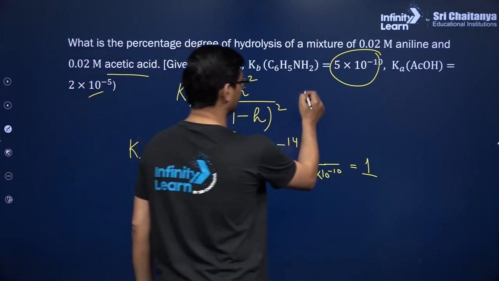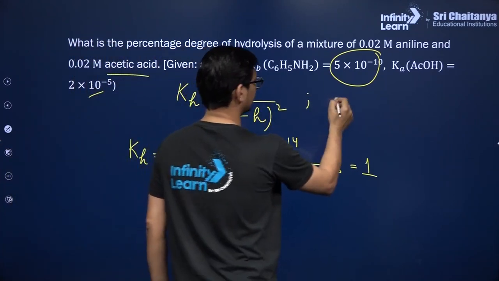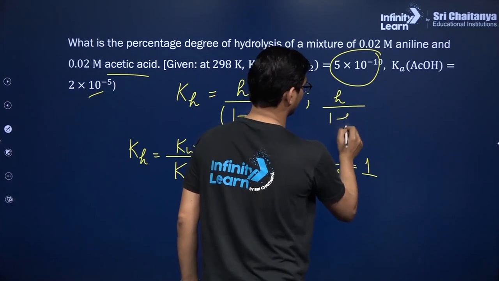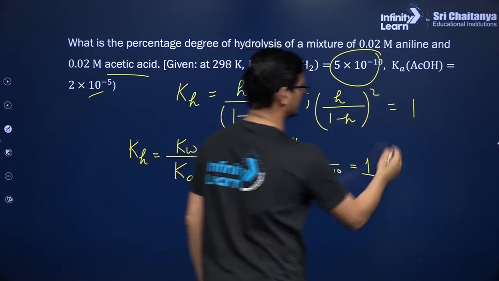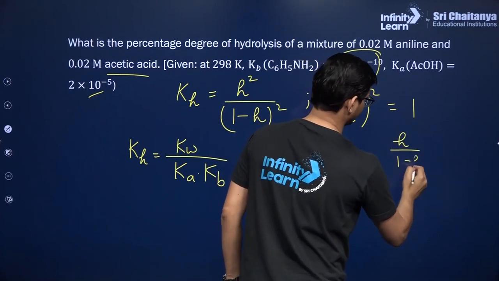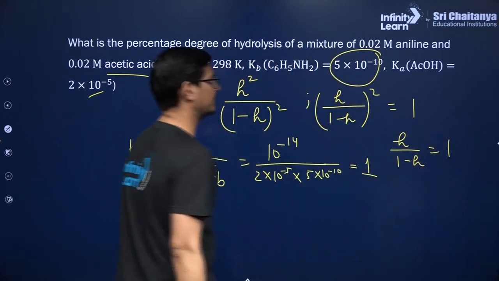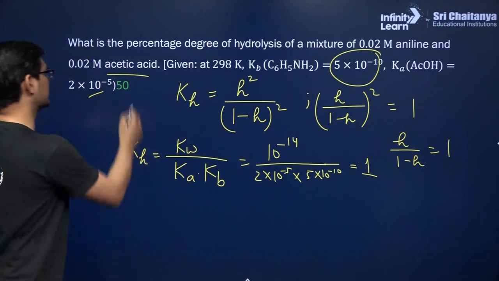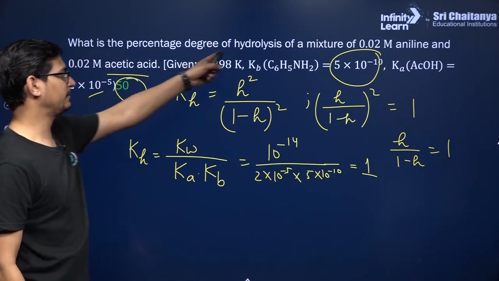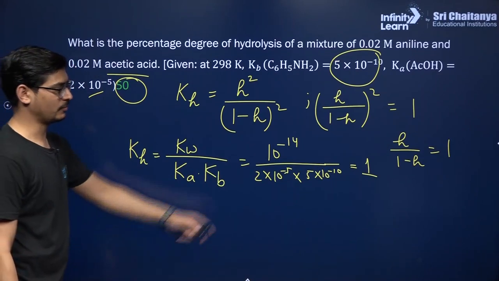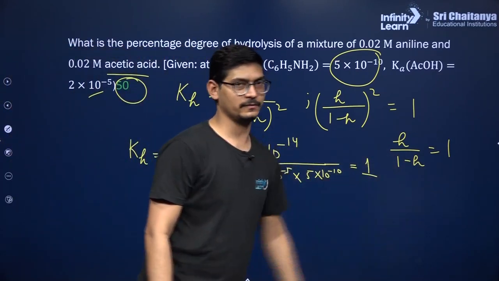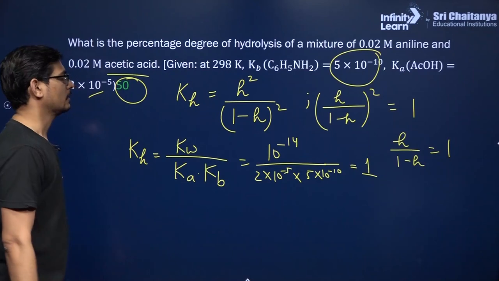So from here, what I can see is H square upon 1 minus H is 1. So of course, H upon 1 minus H is 1. You can solve that. You will find H is equal to half, which is 50% is the degree of hydrolysis, that is percentage hydrolysis, right? Okay, so H upon 1 minus H is 1. So you can calculate H will be 1 by 2, right?